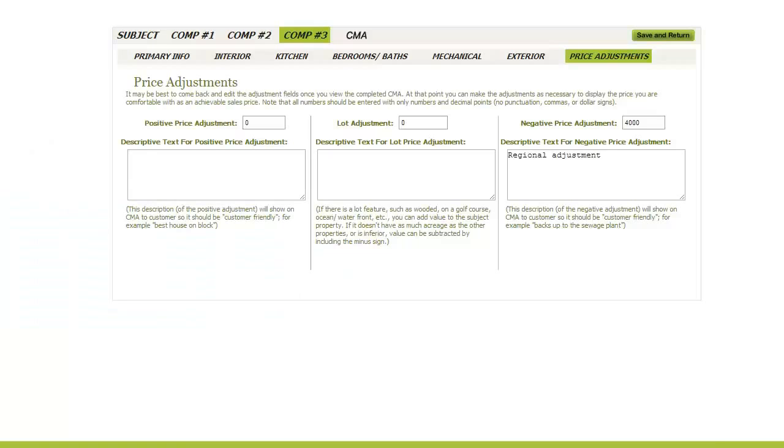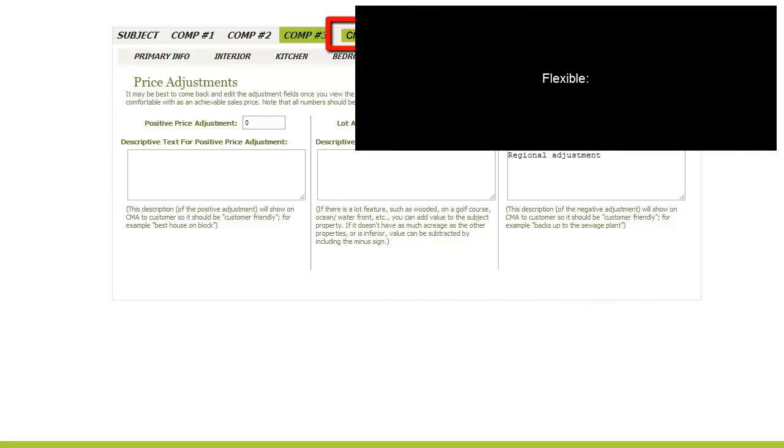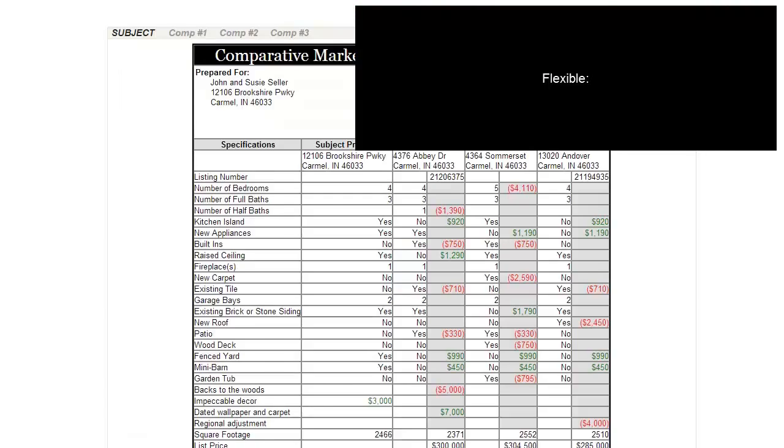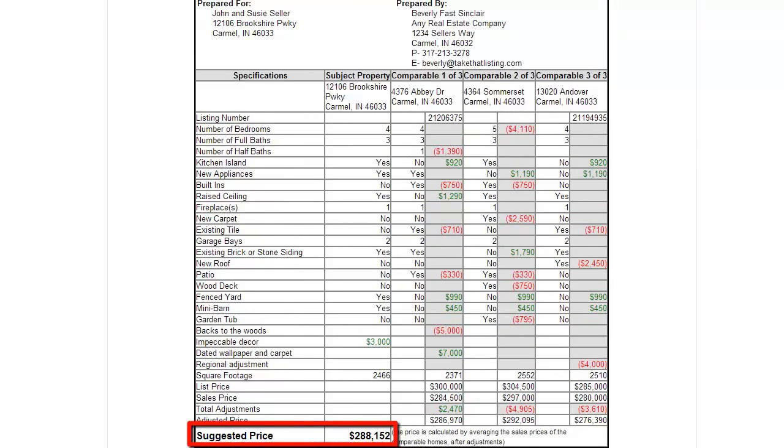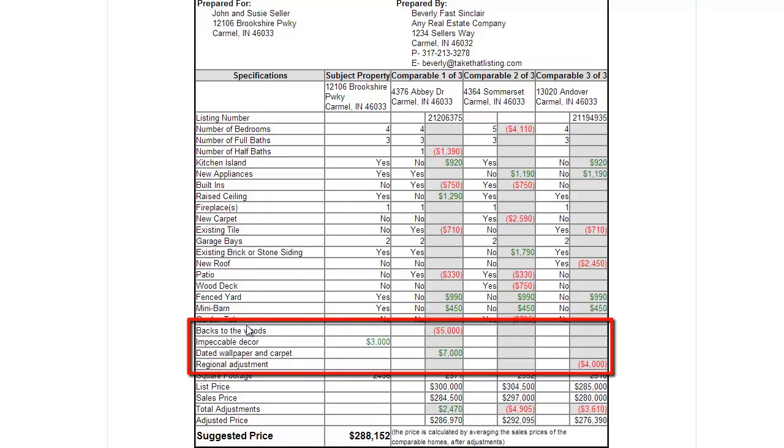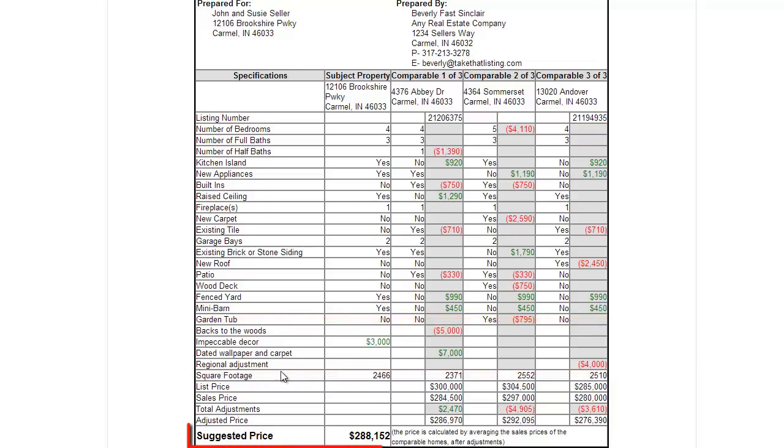After you have made your price adjustments, click on the CMA tab to see the CMA. You will notice there is one suggested price. In this case, it's $288,152. You will notice the information you typed in and the corresponding dollar amounts appear here towards the bottom of the CMA. You will also notice there is one suggested price.